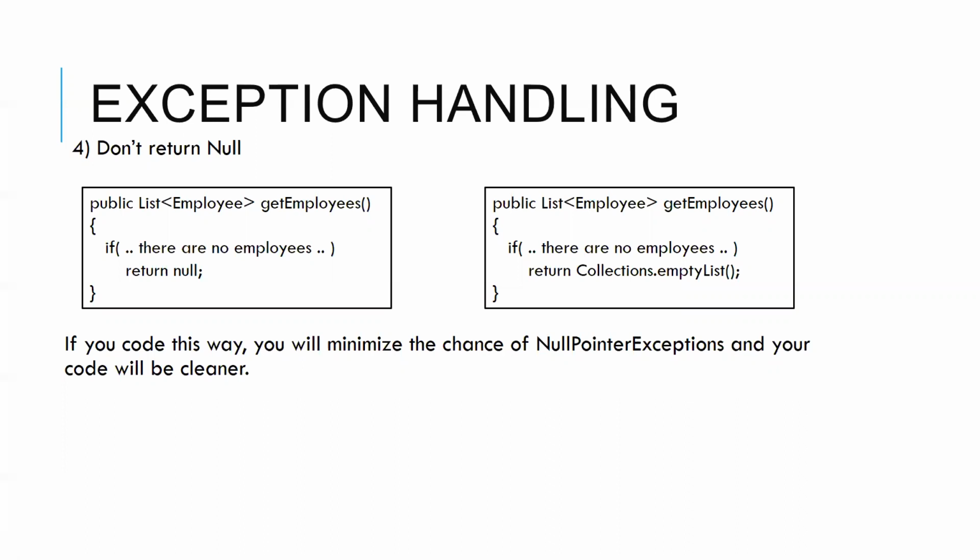So if you look at the code on the left hand side, it tries to get the employees, and if there are no employees, it returns null. This is not a good practice. Instead, a better approach is suggested by the code on the right hand side, which says if there are no employees, then return a Collections.emptyList. So you're not returning null, but a collection which has no elements, which is a better way of communicating the fact that there were no employees found. If you code in this way, then you minimize the chance of null pointer exceptions.